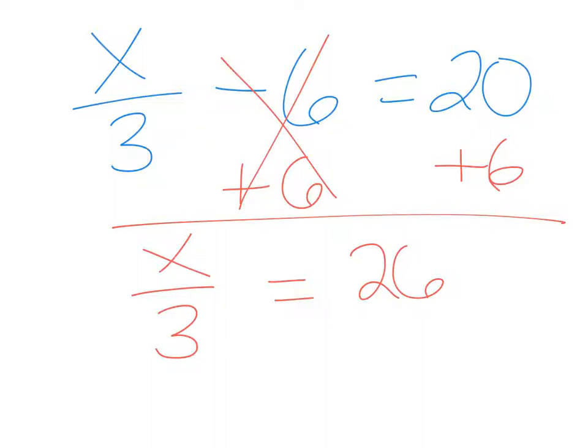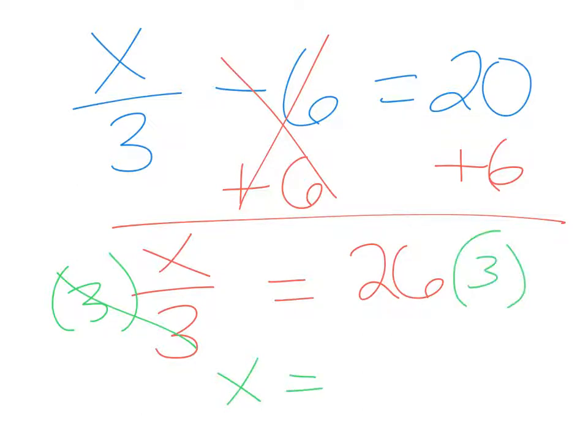Because 3 is being divided, what I must do is multiply it, and I multiply it on both sides. So 3's cancel out over here, leaving me with x. But I also multiply by 3 over here on the right side, and 26 times 3 is 78. So my answer is 78.